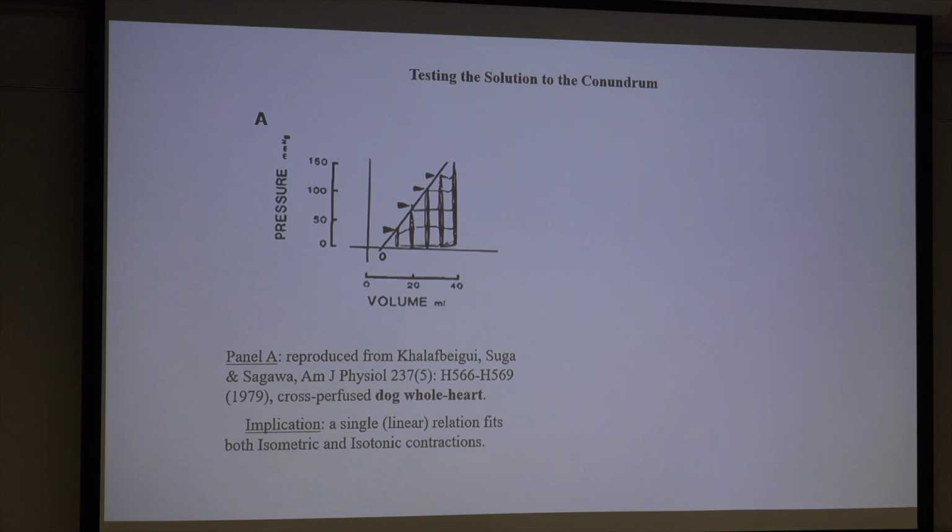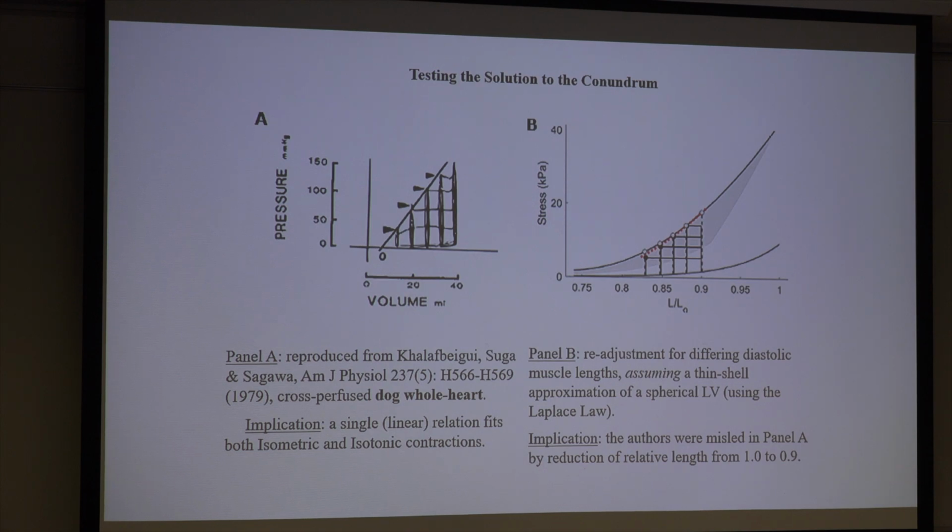Kenneth took over at this point, I guess, and said, well, I wonder if these experiments have been done over a very wide range of preloads. And he adjusted the length. We don't know what the length is here, we know only the volume. He adjusted the length, assuming a thin shell approximation of a spherical left ventricle using the Laplace law, and arrived at the conclusion that this volume is equivalent to a muscle length of about 0.9, 90% of optimal muscle force.